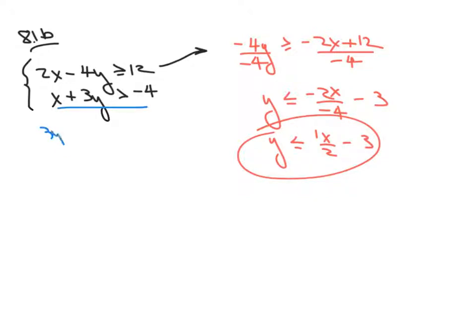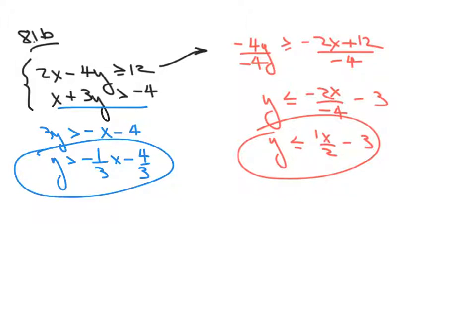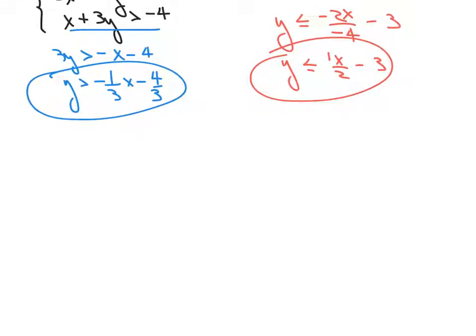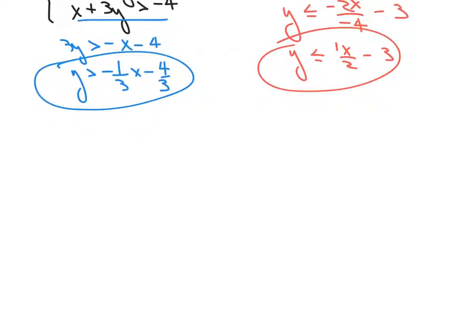So I've got 3y is greater than negative x minus 4. Just put the x first. Divide by 3. I'm dividing by a positive 3, so my sign doesn't change. Alright, so there are my two equations that I'm going to graph. So let's go ahead and get my graph out here.